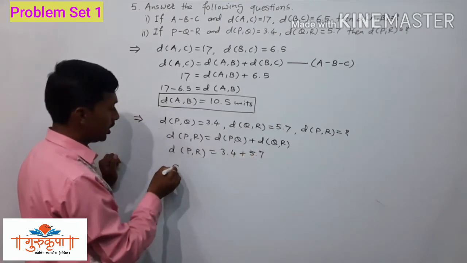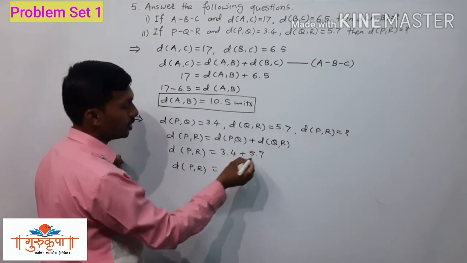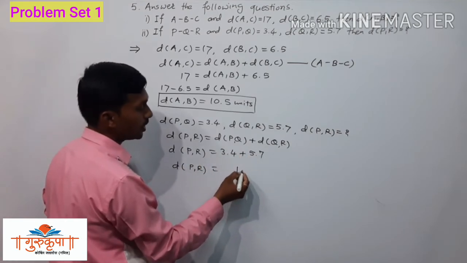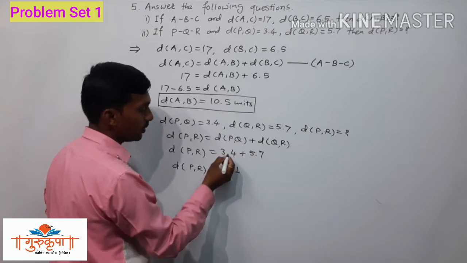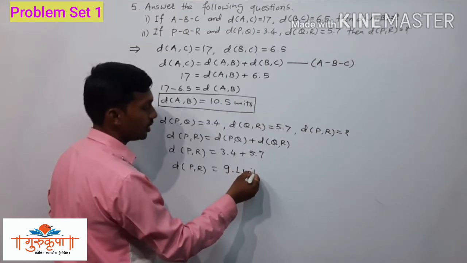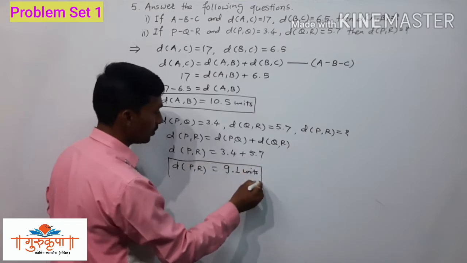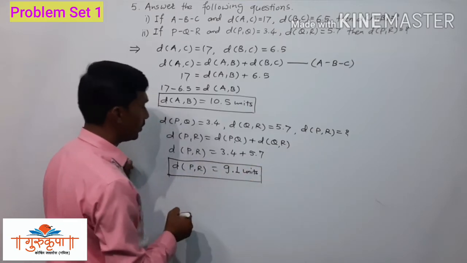Now we have to take the addition of the two decimal fractions. Distance PR is equal to 7 plus 4, 11, 1 carried. This decimal sign we have to put as it is. This is 5 plus 3, 8 and carried 1, that is 9. So we have distance PR is equal to 9.1 units. So this is all about the question number 5.